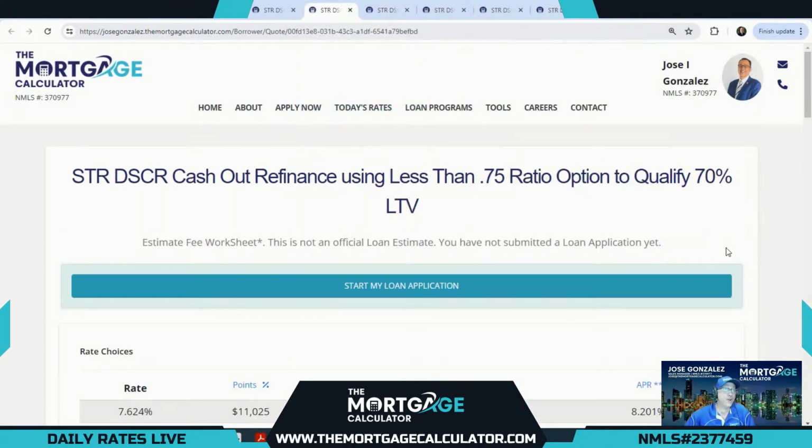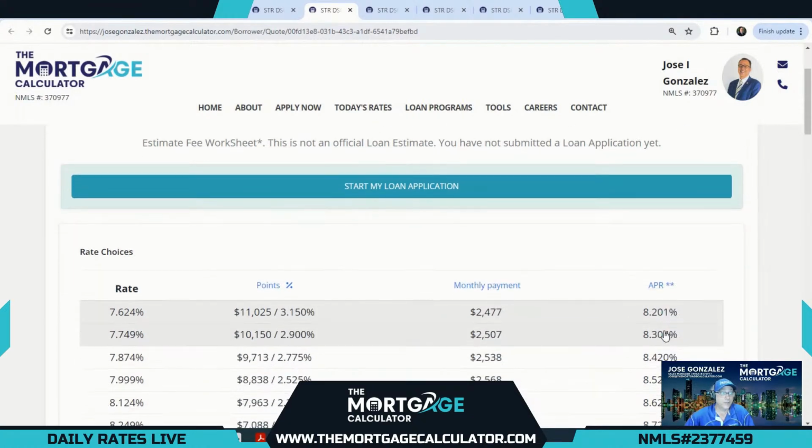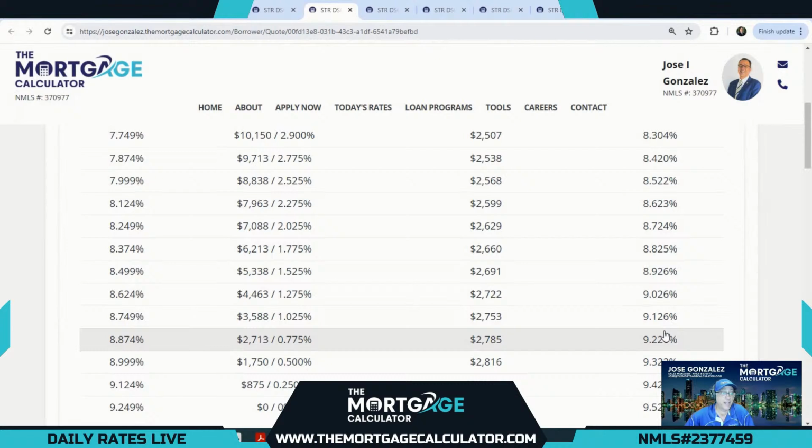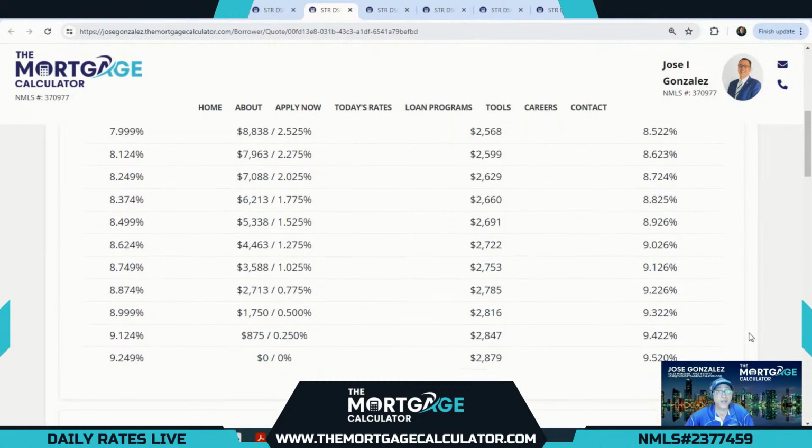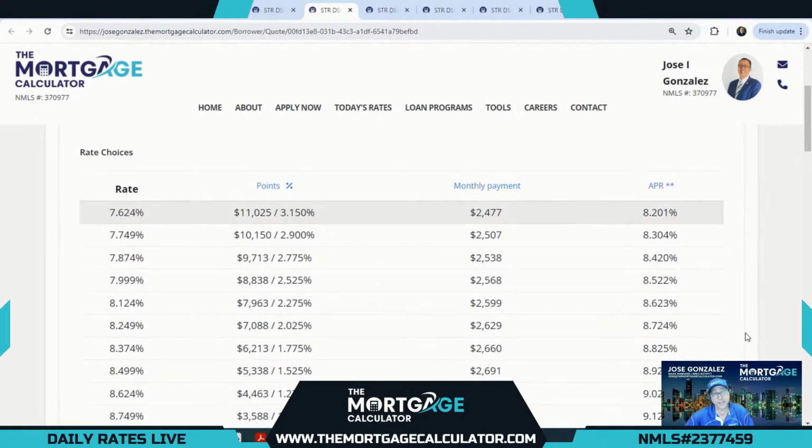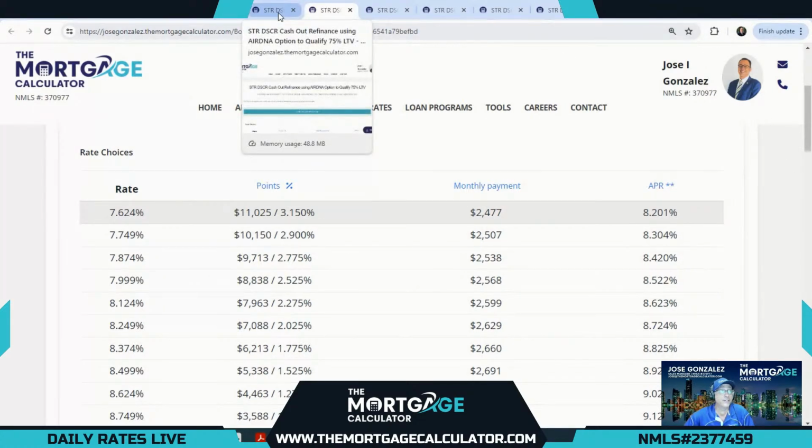And now our no ratio DSCR for a cash out, same situation, right? But now we have our DSCR below 0.75. So we still have great options. 9.249 is at par. So it went up a little bit from our 8.99. Also, our LTV is 70 instead of 75. And we can still buy it down to 7.624 at a cost of 3.15.